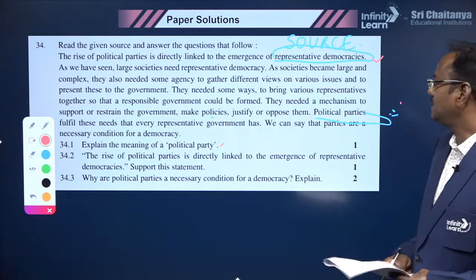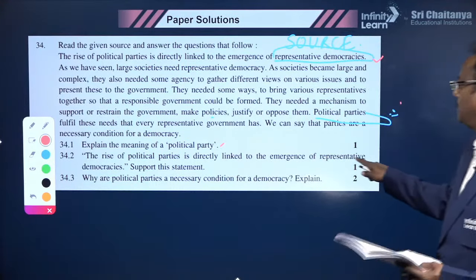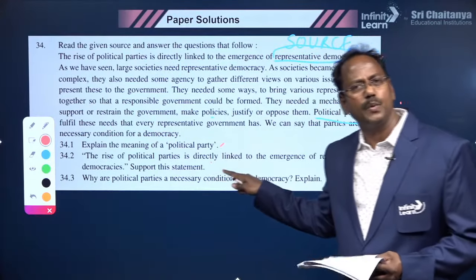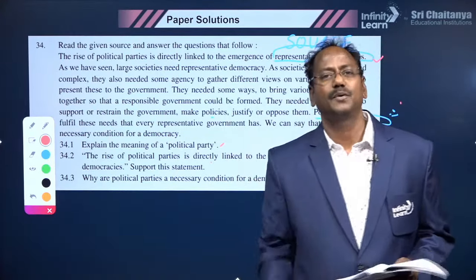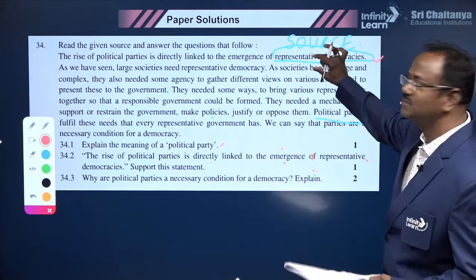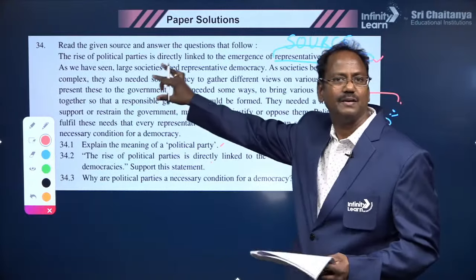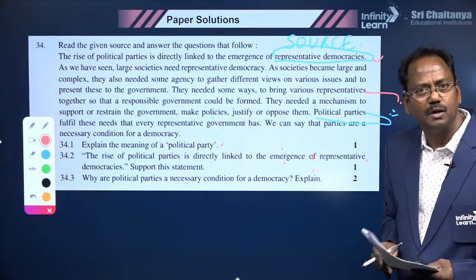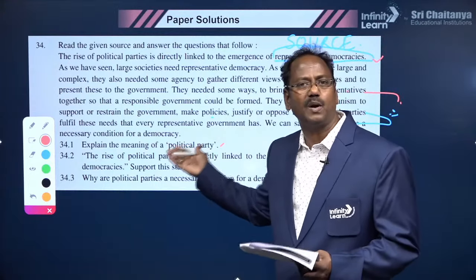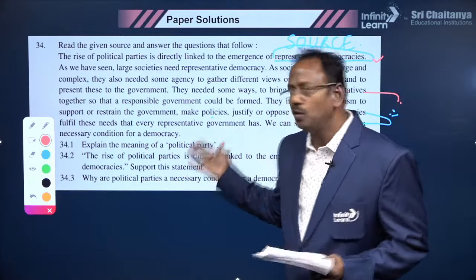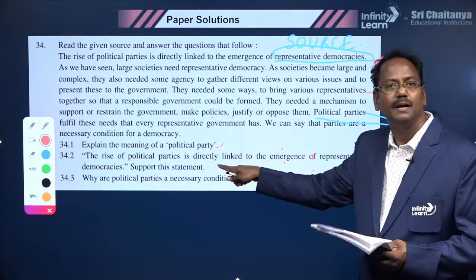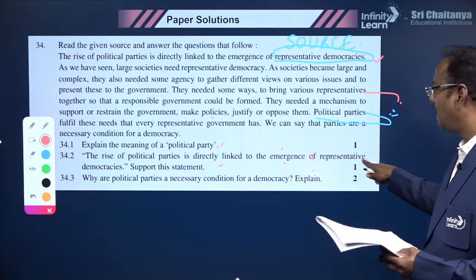The next: the rise of political parties is directly linked to the emergence of representative democracies. Support this statement. You will see this same question in last year's question paper. Now this question is completely based on the paragraph. Every child may feel, I may not be able to write. The first question is very easy. We have learnt what a political party is, so no need for support from the paragraph. You can write directly, and by taking the support of the paragraph, you could write the answer.